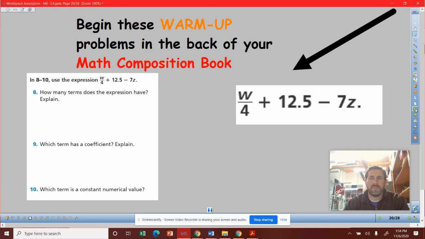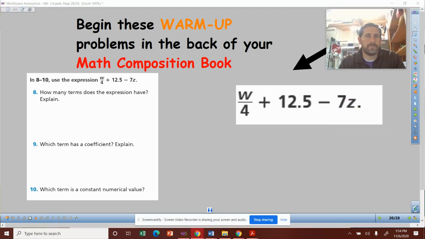Here's our warm-up for today. Put this in the back of your math comp book. We got questions 8, 9, and 10. Use the expression w over 4 plus 12 and a half minus 7z. So you're just using this same expression that's here.